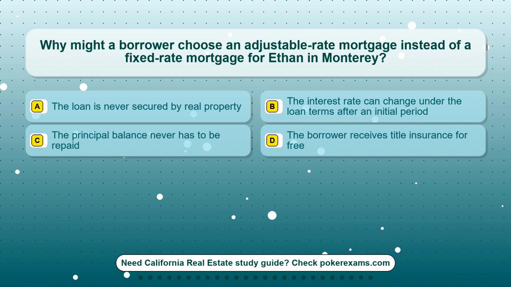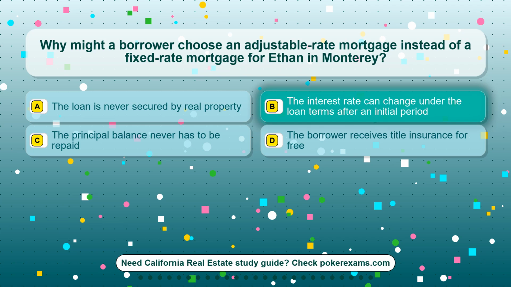Question 9. Why might a borrower choose an adjustable-rate mortgage instead of a fixed-rate mortgage for Ethan in Monterey? Option A. The loan is never secured by real property. Option B. The interest rate can change under the loan terms after an initial period. Option C. The principal balance never has to be repaid. Option D. The borrower receives title insurance for free.